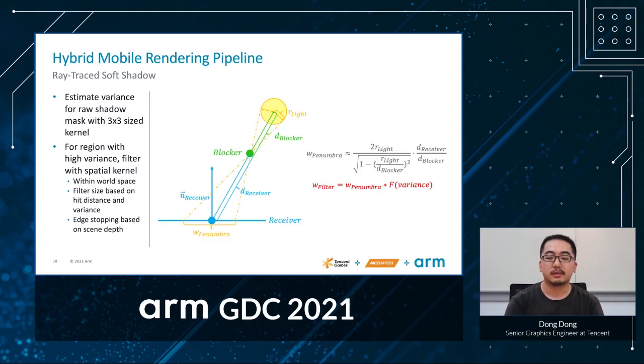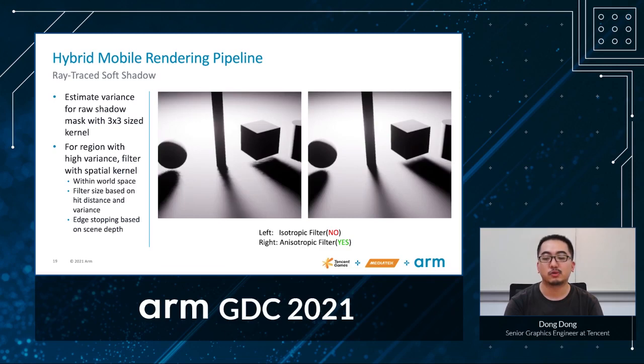As you can see, the penumbra radius could be calculated by average ray hit distance of samples. By the way, our spatial filter is anisotropic, which could provide more visual pleasant shadow transition compared with isotropic filter.